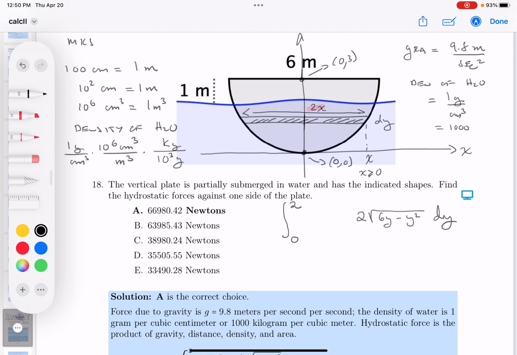Let's see if I'm saying that right, by the way. 10 to the 3, yeah, 10 to the 3, 1,000. Centimeters are canceling off. Grams are canceling off. So 1,000 kilograms per meter cubed.